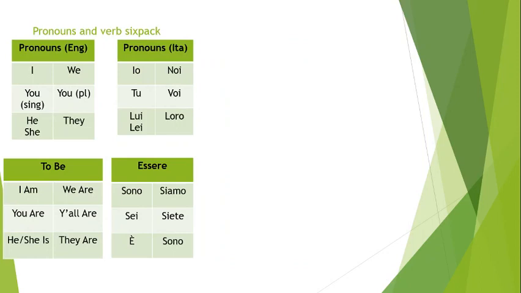All right, so I'm going to leave these charts up here so that we can use them for reference as we start putting them together. So there we have the pronouns in the top left and their equivalent in the top right in Italian. And then we have the verb to be in the bottom left and their Italian equivalent in the bottom right. So let's take a look at how you would do this. Io sono, I am, right? So you take the first person singular pronoun and you match it with the first person singular form of essere.